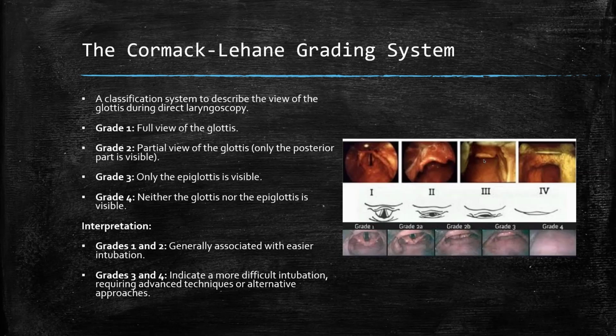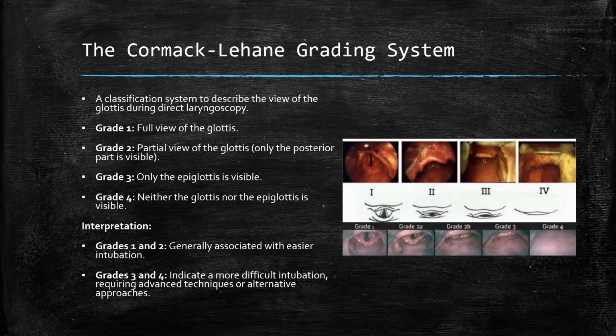Grade 2. You see only part of the glottis, often just the posterior portion or the arytenoid cartilages. While not as ideal as Grade 1, this view still allows for manageable intubation. You might need minor adjustments, like repositioning the laryngoscope or using a bougie to guide the tube into place.